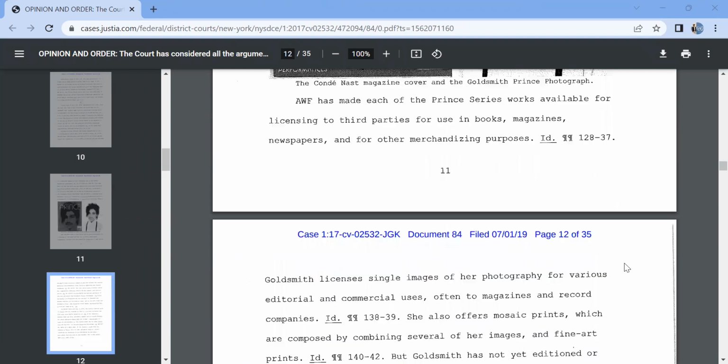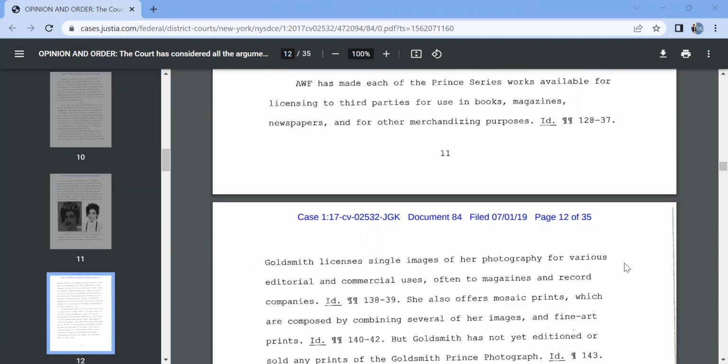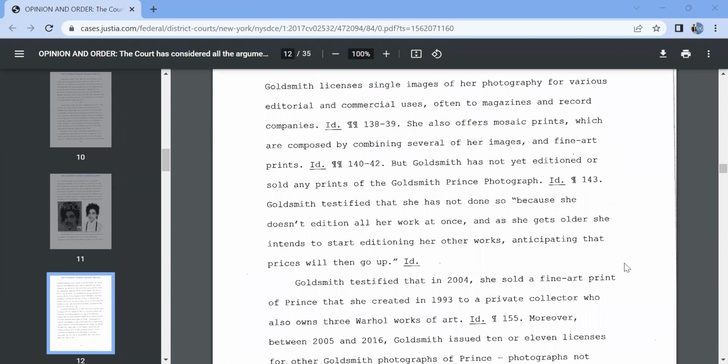AF has made each of the print series works available for licensing to third parties to use in books, magazines, newspapers, and for other merchandise purposes. Goldsmith licensed single images of her photography for various editorial and commercial uses, often to magazines and record companies. She also offers mosaic prints, which are composed by combining several of her images, and fine art prints.